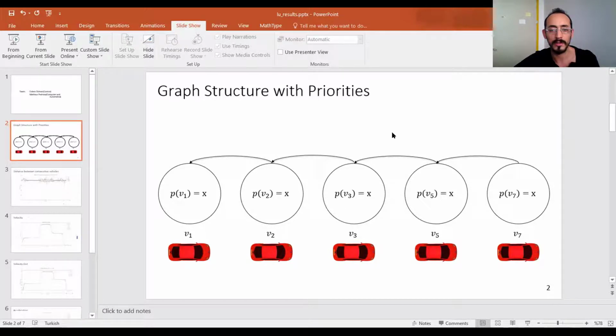Our approach is very simple. The vehicle with the highest index has the highest priority. So vehicle 5 needs the information only of vehicle 7, and vehicle 3 needs the information of vehicle 5 to calculate the distance between itself.